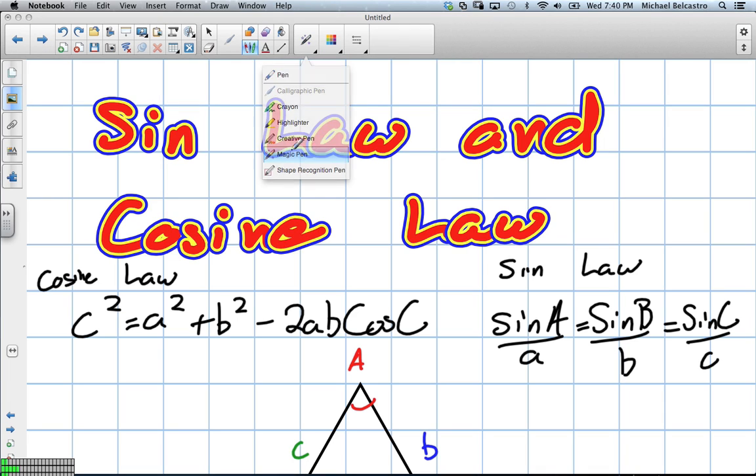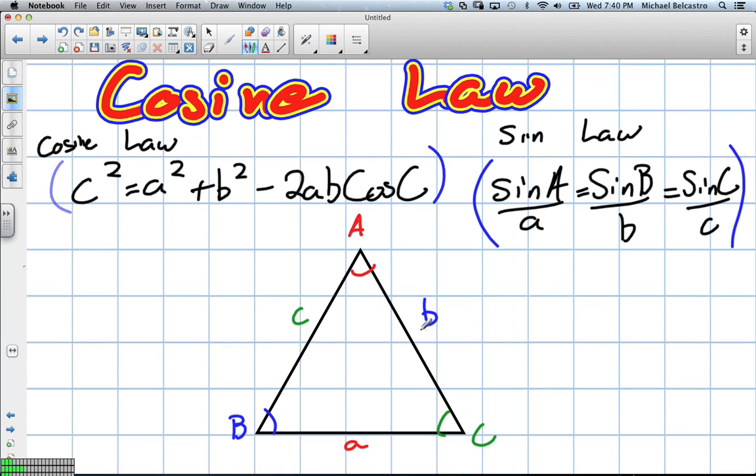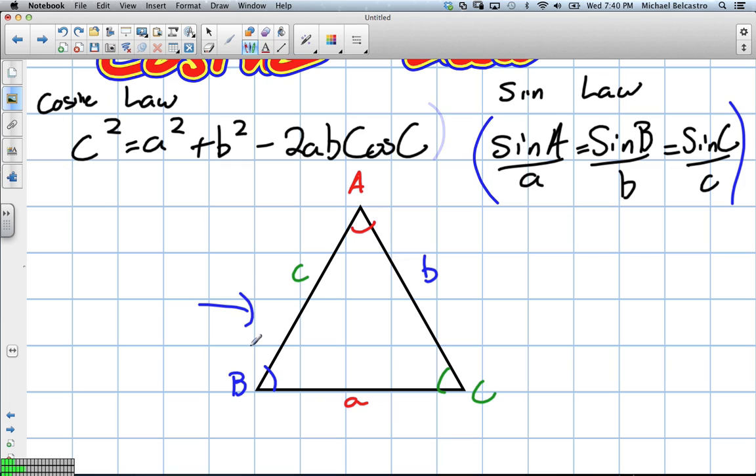Okay, we're going to explore sine law and cosine law. First of all, here's a version of cosine law, and this is technically a version of sine law. Okay, we're going to be using both of them. Now, in order to understand them, we do have to relate them to a triangle.